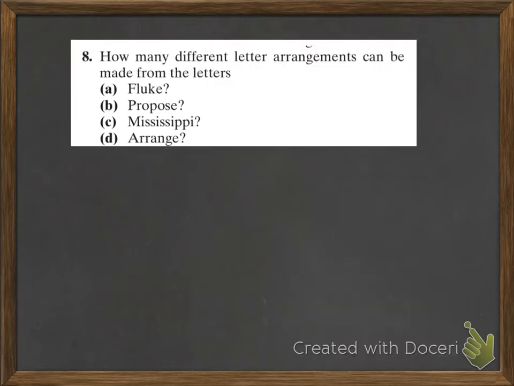So let's start with number 8. For 8, part A, we are just looking at the different arrangements that can be made from these letters. So if we look at A, we're looking at the letters F, L, U, K, E, and they're all different letters. So this is an arrangement of 5 distinct items, which is just a permutation of those things. And since we're permuting all of them, it is 5 factorial, right? Or it's 5 things taken 5 at a time. Or 5 options for the first letter, 4 for the next, 3, 2, and 1.